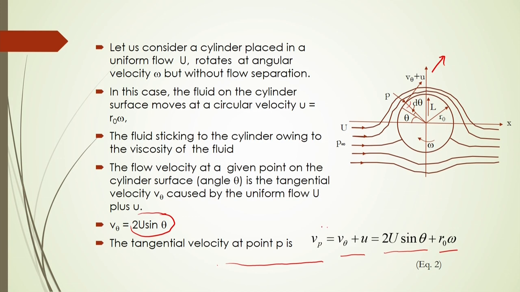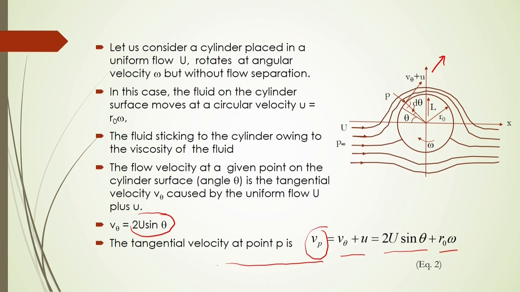So, this will be your tangential velocity component at point P, whenever a flow passes over a cylinder, and at the surface of the cylinder there is an angular velocity omega, and with this omega, that is the tangential velocity.